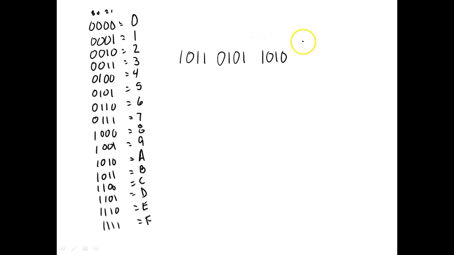I'm deliberately splitting this apart so y'all could see. So what would be that binary number in hexadecimal? Start with no significant, left, right. Left, right. C. Good.